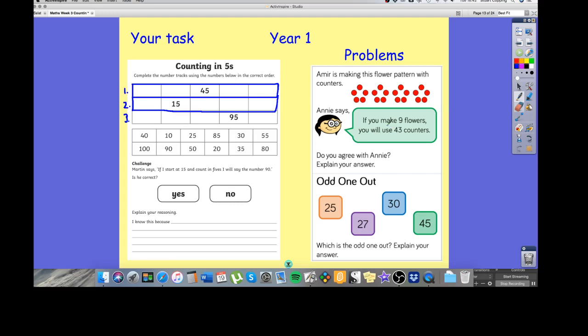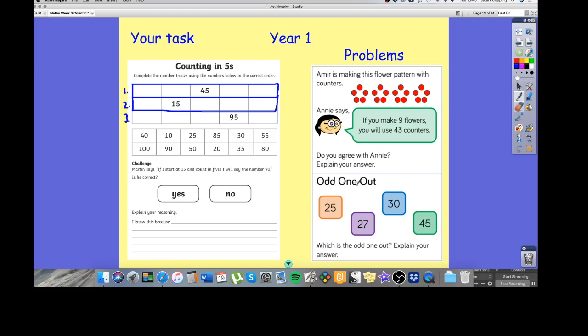What I would do is draw those 9 groups in your book next to the problem or underneath the problem, and then count how many you've got altogether. That will tell you whether Annie's correct or not correct. If she is correct, you've shown how. If she isn't correct, what mistake has she made? So that's quite a long problem. That might take you a little bit of time. It might even take you longer than the whole of this sheet put together.